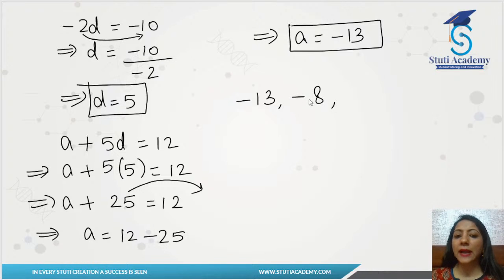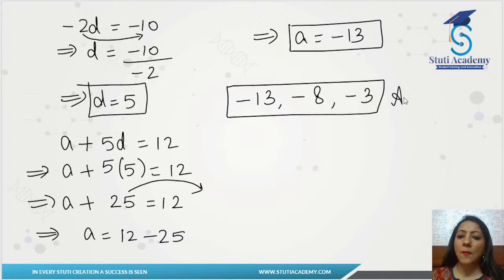If we further add 5 here, we are going to get minus 3. So these are the first three terms of the AP which we have: minus 13, minus 8 and minus 3. I hope students this question is clear to all of you.